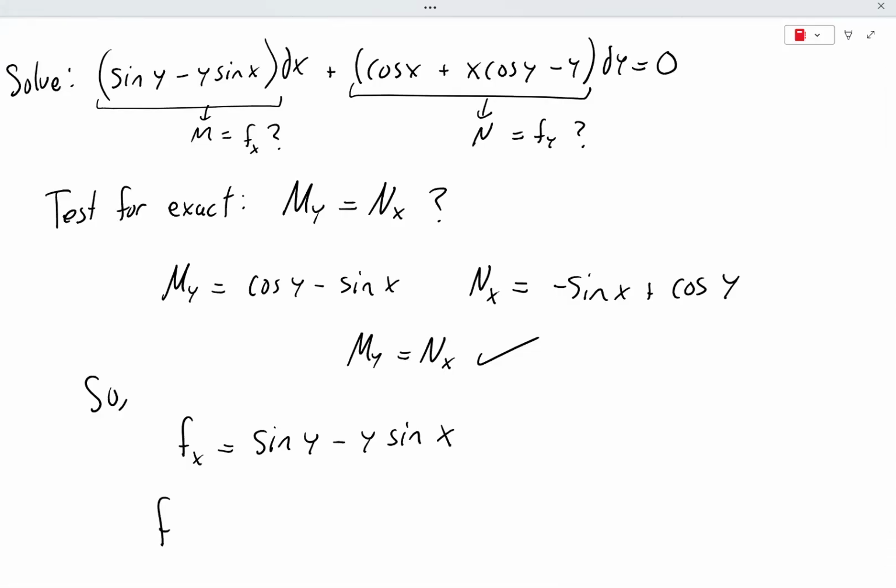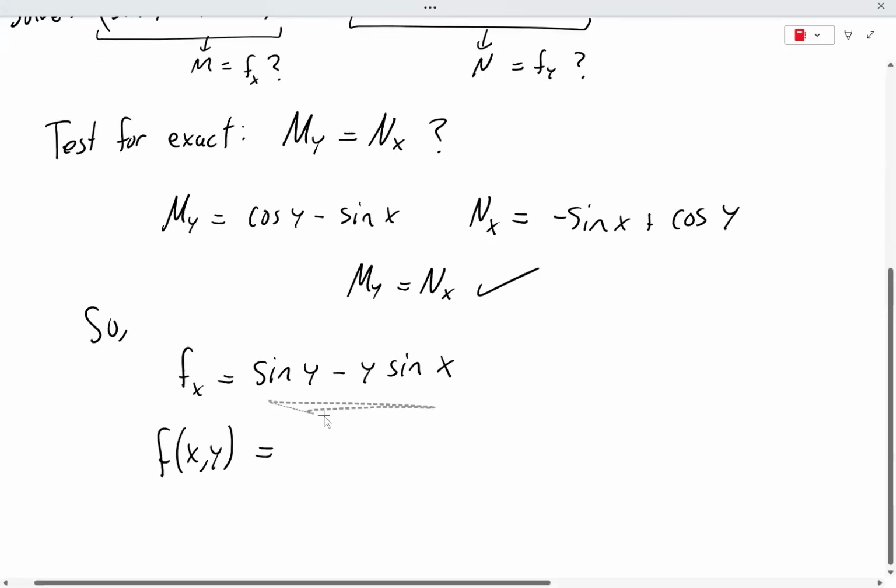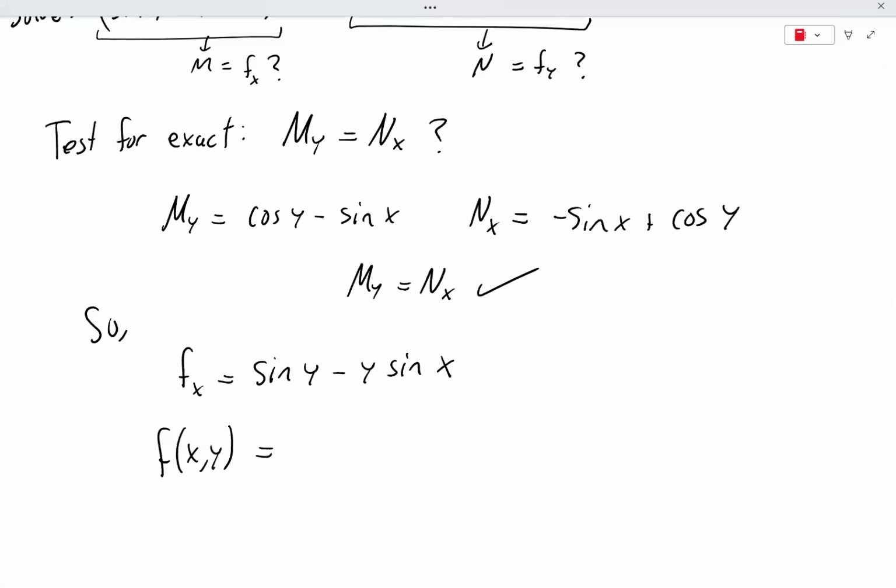Okay, so we have f of x, y. And basically here now you do the antiderivative with respect to x. So you treat the y like a constant. Take the antiderivative with respect to x. So how would it start then? Yeah, it'd be x sine y. Because if this is a constant here, then it'd be that constant times x. That'd be the antiderivative then.